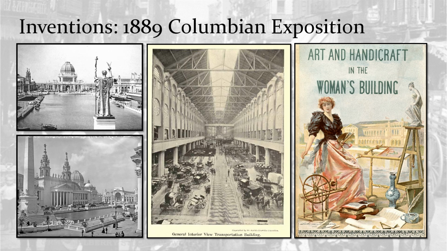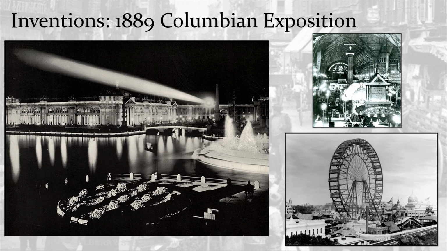And so these are images from the White City. Of course, the picture on the left shows you a lot about the electricity. The picture on the right at the bottom is the first Ferris wheel, and it was at the Columbian Exposition. Of course, it's no longer there. But the innovations that are really front and center in terms of American industry were on display here.